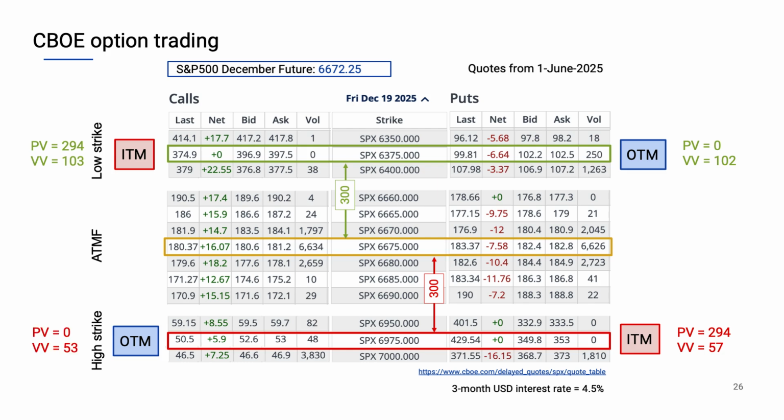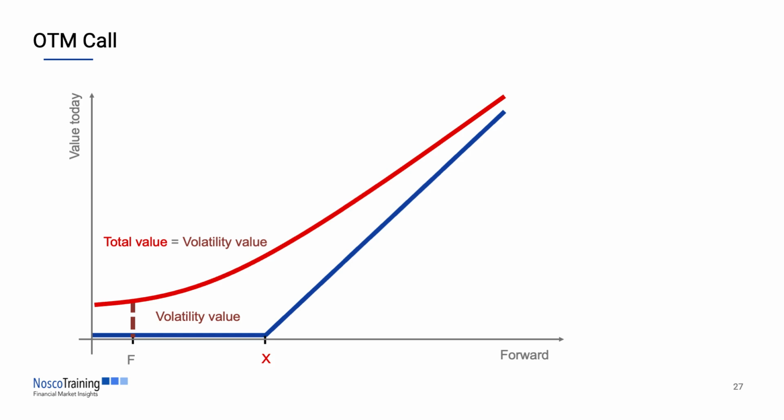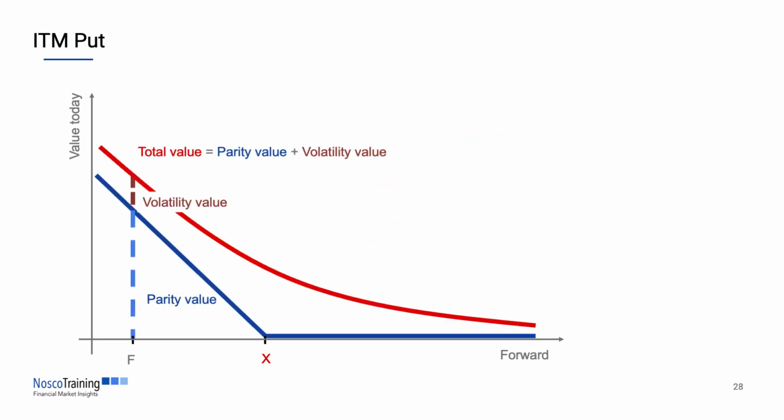For the red out of the money call, there is no parity value. Its full value is volatility value, which is about 53 according to the market price in the option table. We can again visualize the option value decomposition using the diagrams shown here. First, the out-of-the-money call consists only of volatility value. Then, for the in-the-money put, the total option value is split into parity value and volatility value.